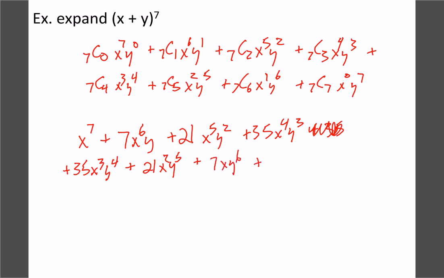7xy^6, and our last one would be back to 1, just y to the 7th. The x's go away. So it's a pretty easy pattern to figure out, but it's kind of a pain because you've got to rewrite them all out. So if you get numbers like 8, 9, 10, it's just going to take longer and longer.